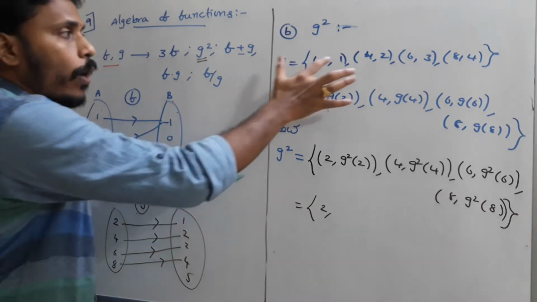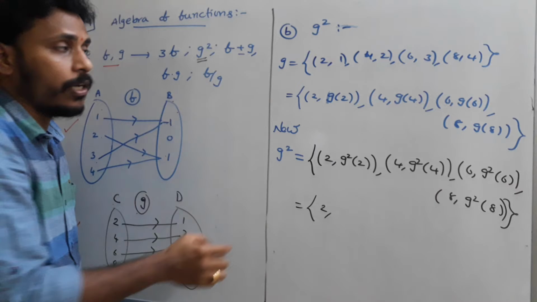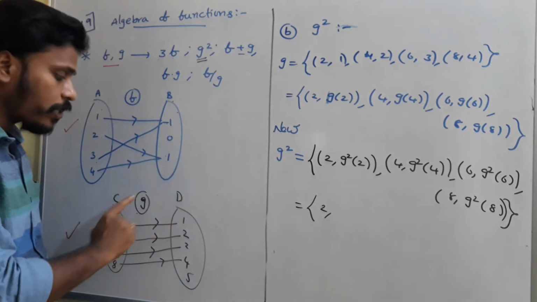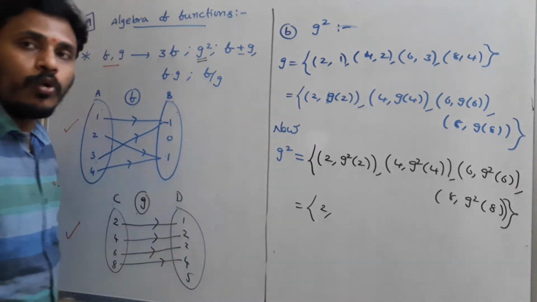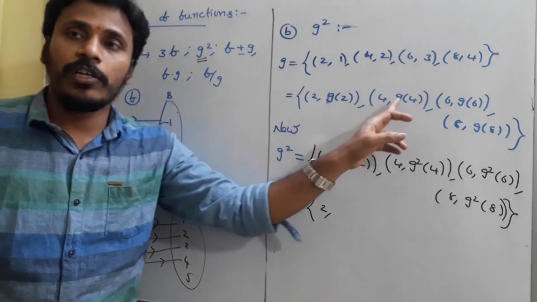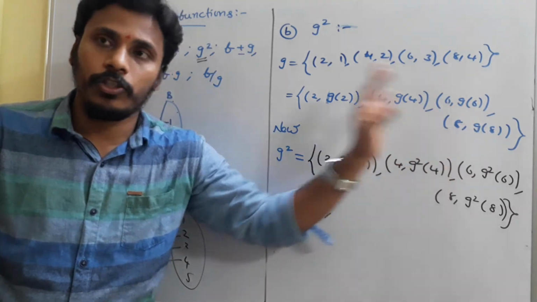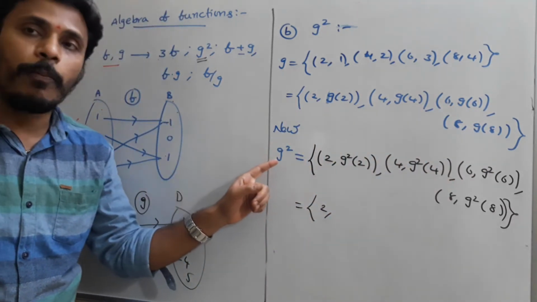Now this 1 is, as per the definition and notation of the function, just the image of 2, and that's why we write it like 2 comma g of 2. And this 2 is the image of 4, so we write 4 comma g of 4, 6 comma g of 6, and 8 comma g of 8. But now we are going to apply g square.